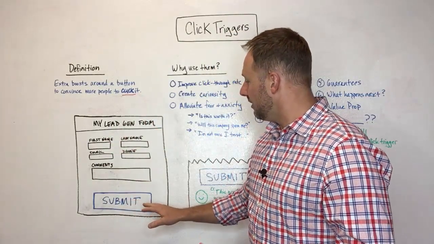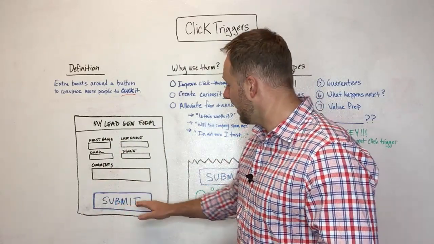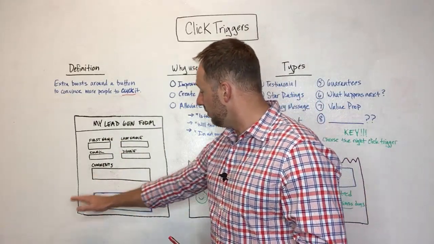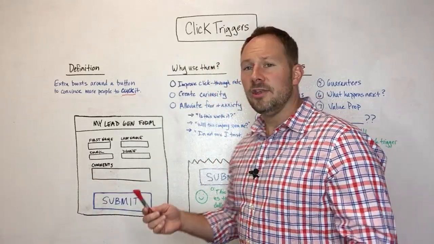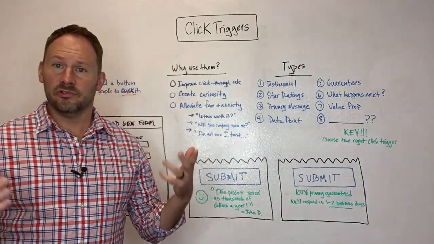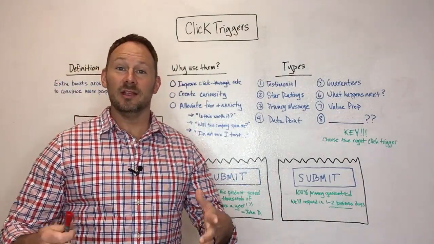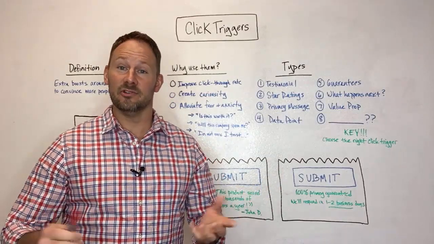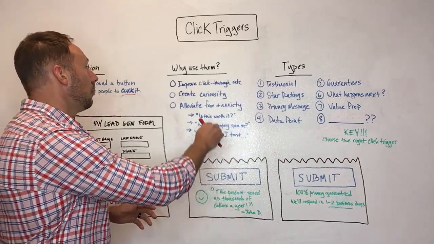And here's a really good example of a form that doesn't use click triggers. Notice that there's nothing around this submit button. It's just a bunch of white space. So why do you want to use click triggers? What's the whole point? Getting people to click on buttons is a good thing on your site, leads to engagement, leads to conversion. But let's talk through the theory really quickly. Why do you want to use them?